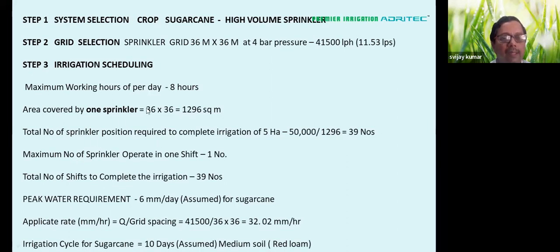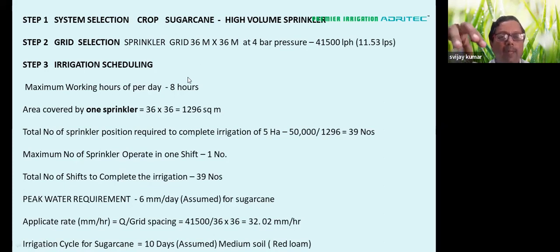Coming to the irrigation scheduling, like we already told, not more than 8 hours. So 8 hours is the time available, and the area covered by one sprinkler is 36 meters by 36, so 1,296 square meters it can cover. But the whole area is 50,000, and it can cover only 1,296. If you divide 50,000 by 1,296, you are going to have 39 shifts.